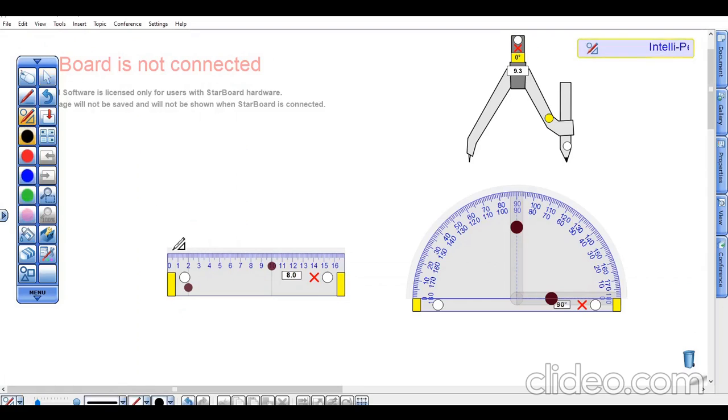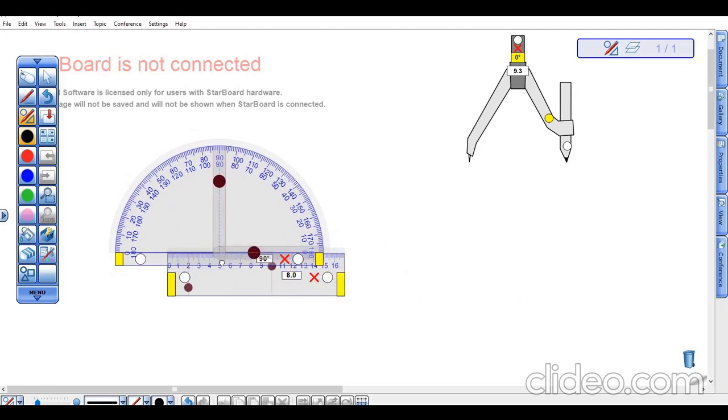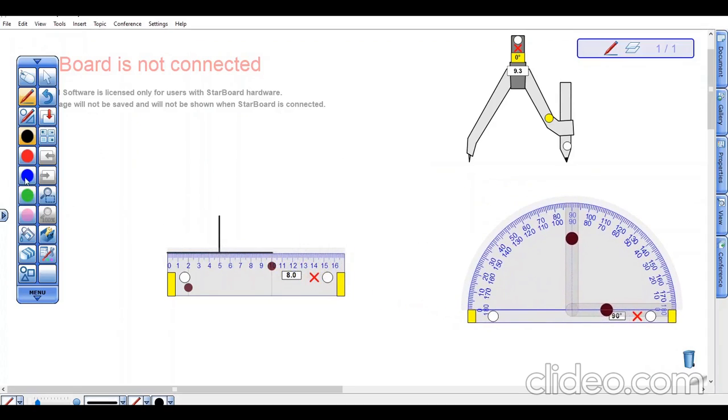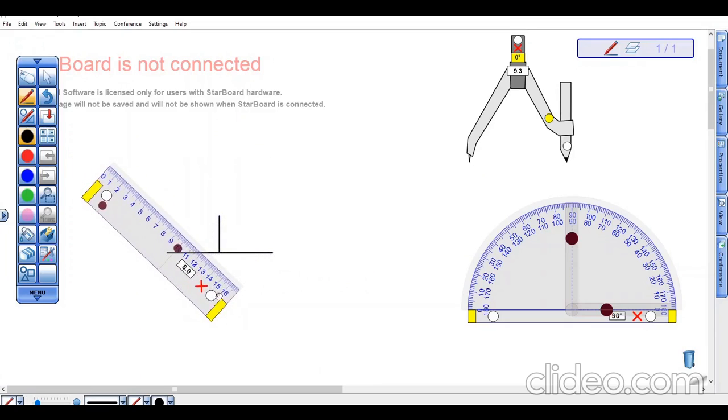So I'm going to draw a line here 10 centimeters long. Okay, 10 centimeters long, and I'm going to bisect this line with a perpendicular line. So I'll draw this line here, and let me measure how long it is actually.